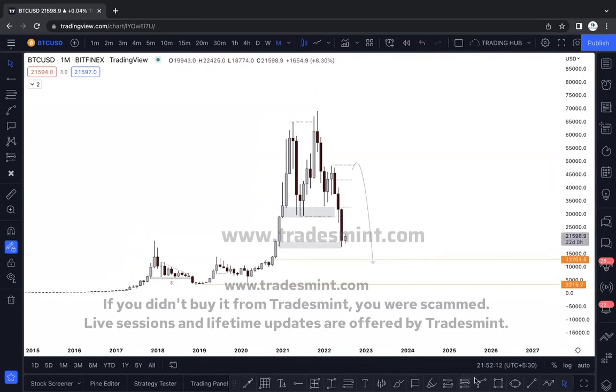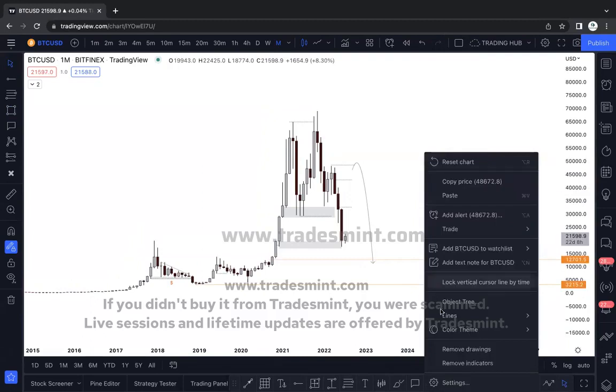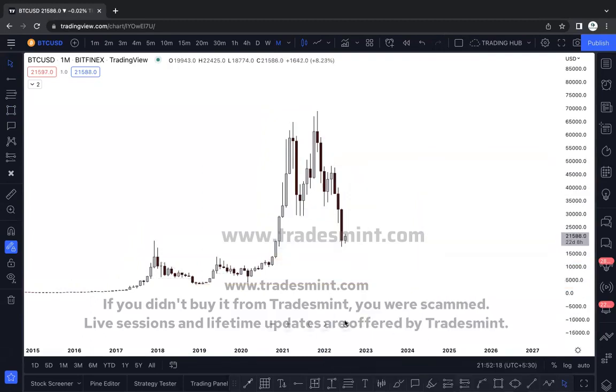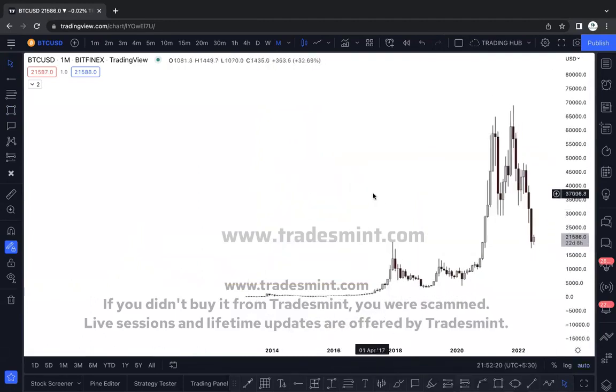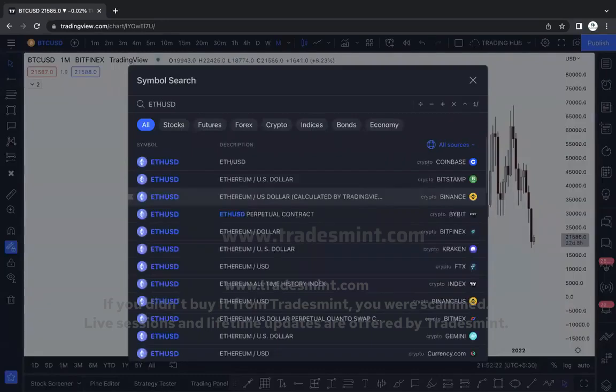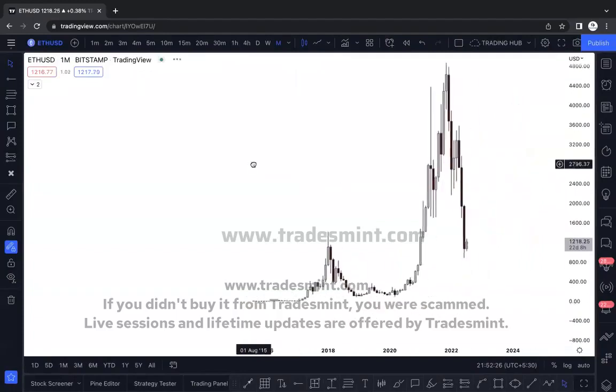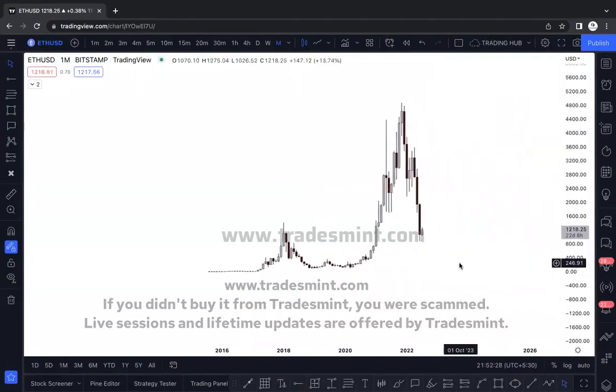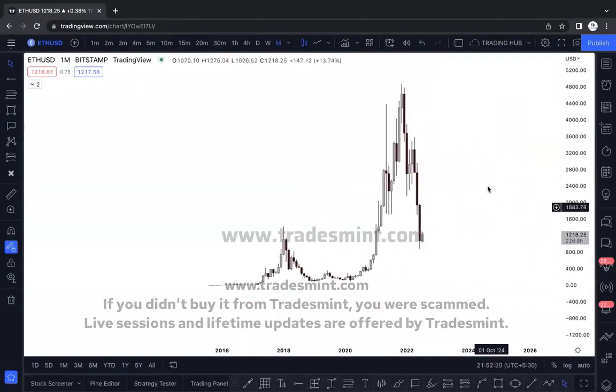Can you give us the same chart on Ethereum? Because I want to buy something now. Ethereum, I don't know if $1,200 is a good price or not, or I need to wait some time.